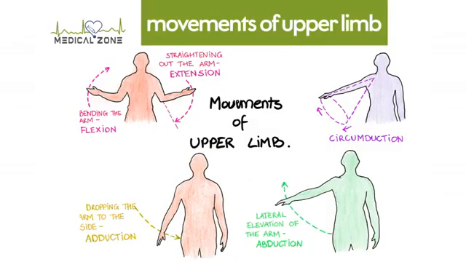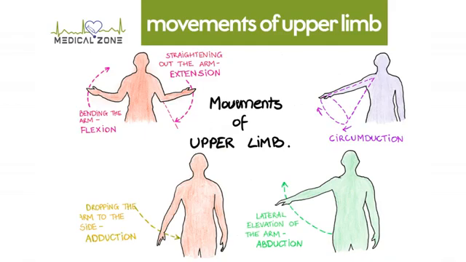Next topic we are going to see is movements at different parts of body. First one is movements at upper limb. First movement is flexion. When two flexor surfaces are brought close to each other, it is called as flexion. Example is in elbow joint, when front of arm and forearm are opposed to each other, it is called as flexion of elbow joint.